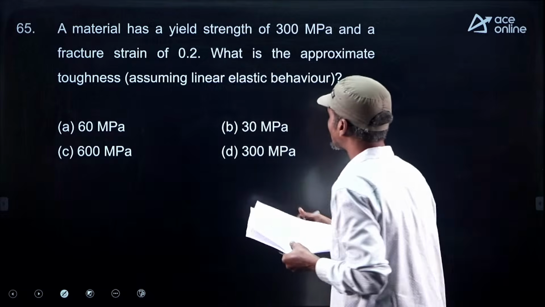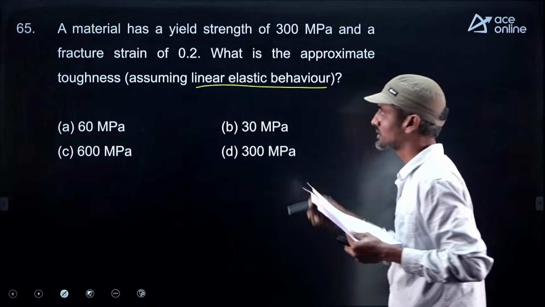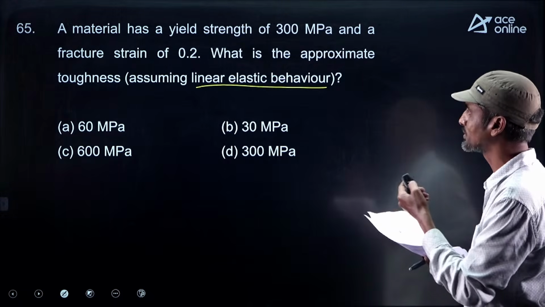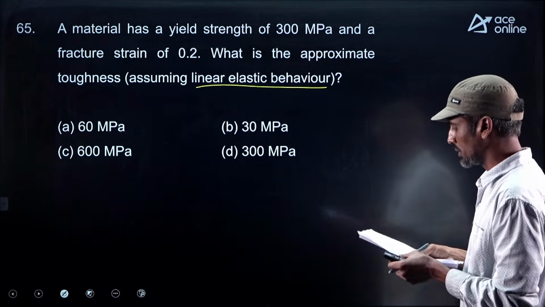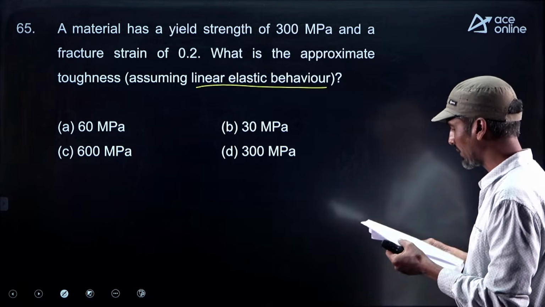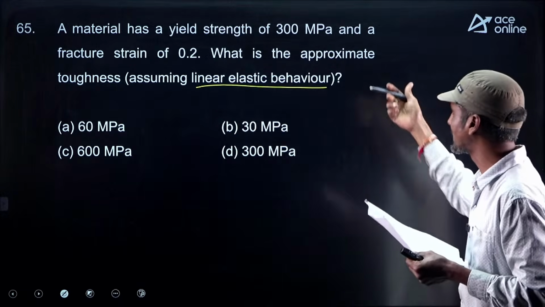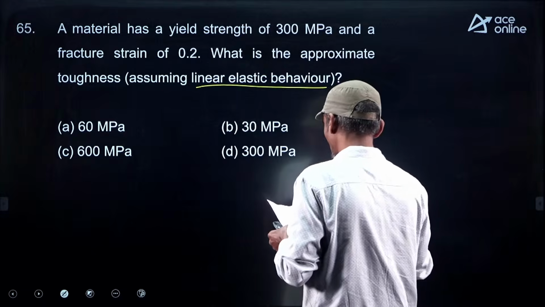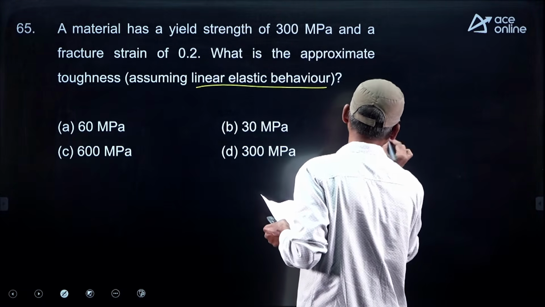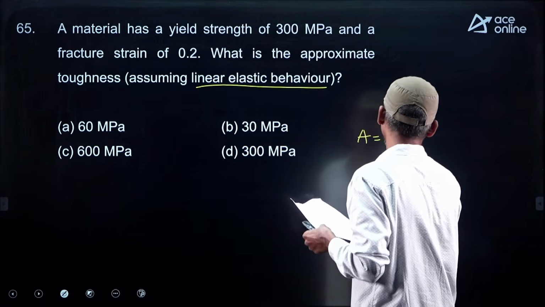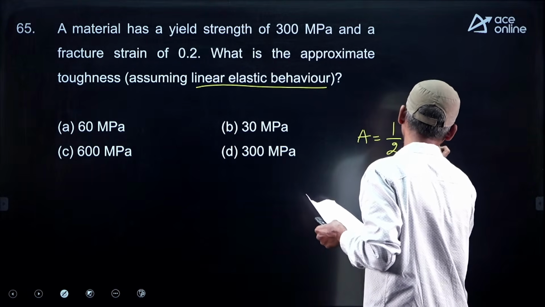So here, by considering the linear elastic behavior, we need to find the approximate toughness. Concerned to the data we have, from this stress strain diagram for the ideal case, we can calculate the area, that is the toughness area, which is half into base into height.